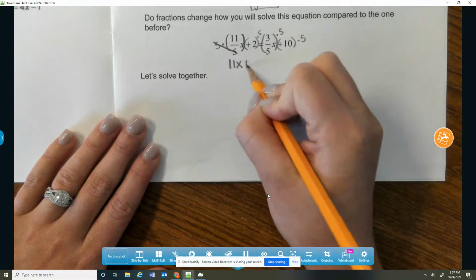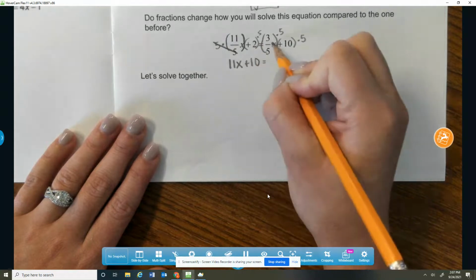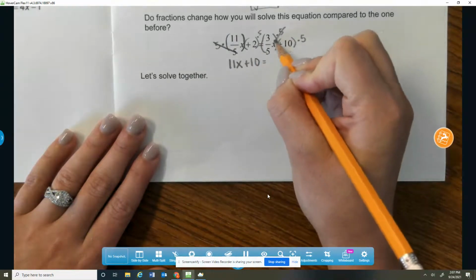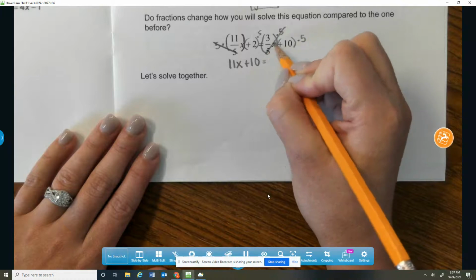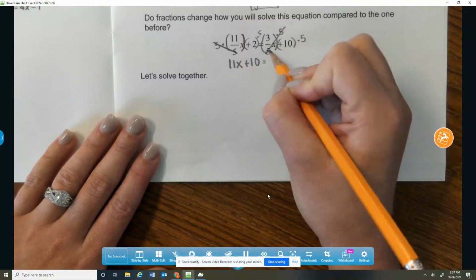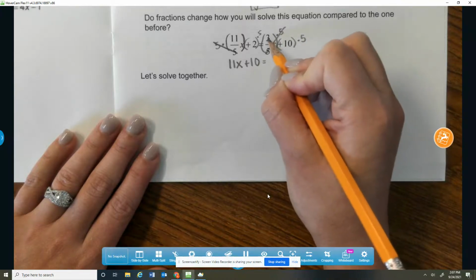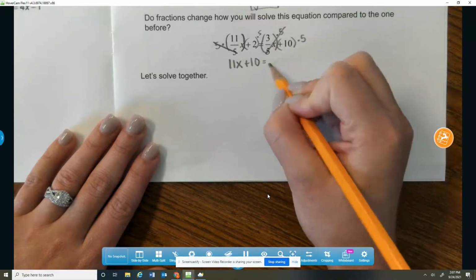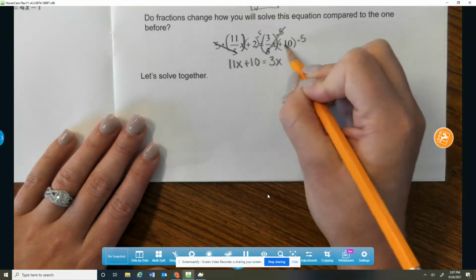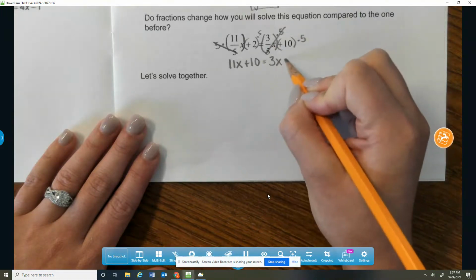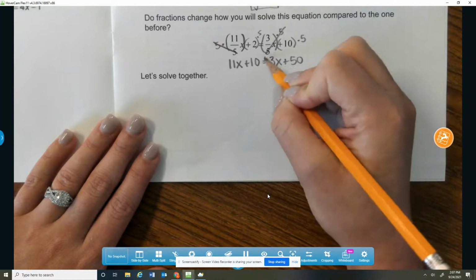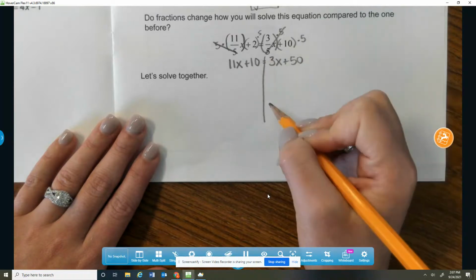We've got positive 10 here equals, once again, we're going to clear the fraction, so we're multiplying by the denominator, so that cancels each other out. Or you can think of it as 5 times 3 is 15, and 15 divided by 5 is 3, which is your numerator. So we get 3x, and then 10 times 5 is 50. And then here we have just a basic equation.